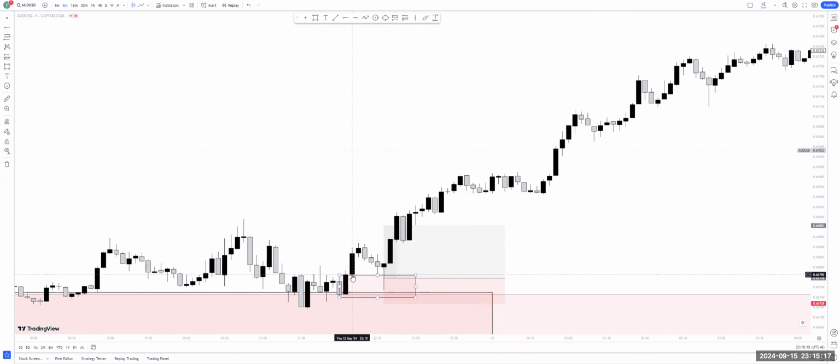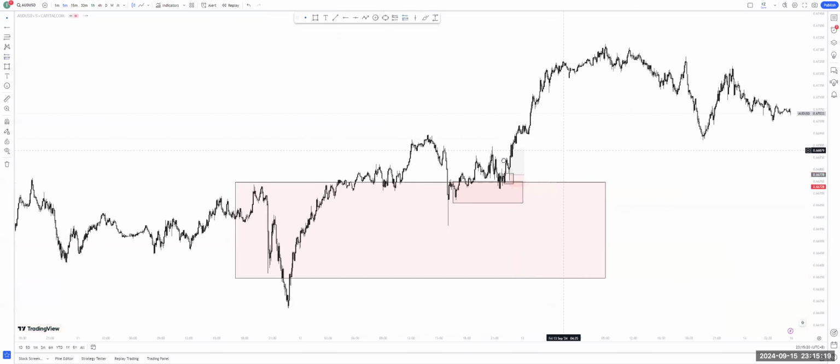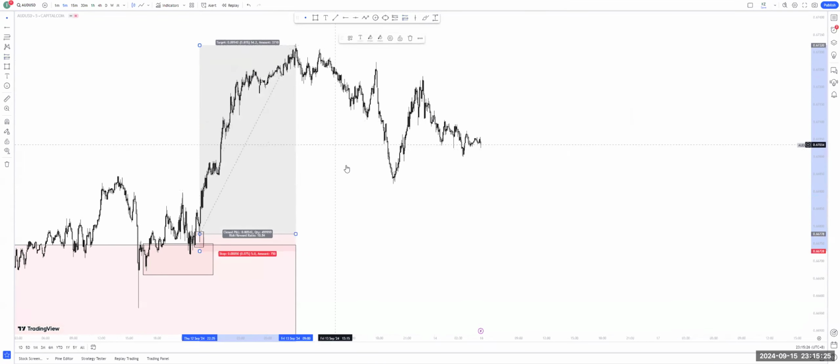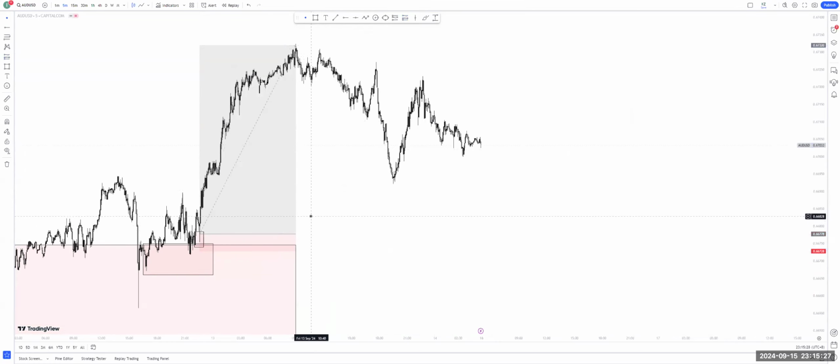Okay, if you FOMO enter over here, 5 pips of stop. I'm going to give you maybe 1 to 2 somewhere around here, and 1 to 10 somewhere around there. If you're risking 1,000 US dollars, you're going to get 10,000 US dollars.